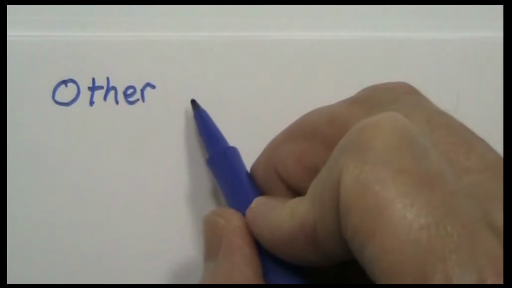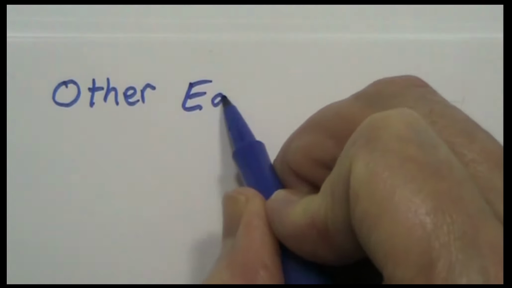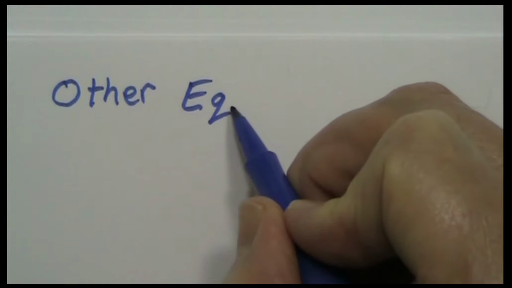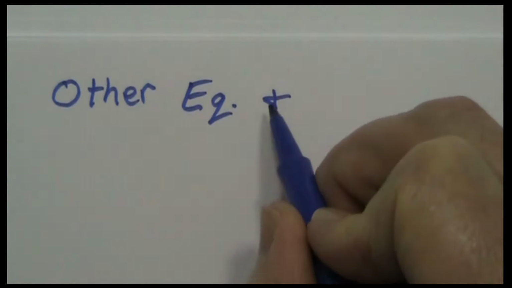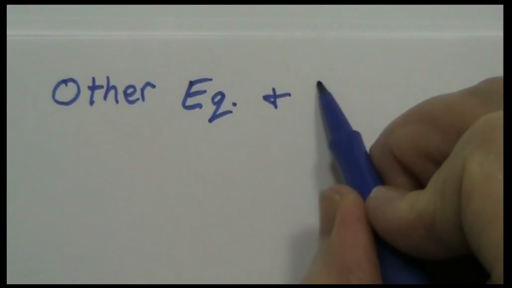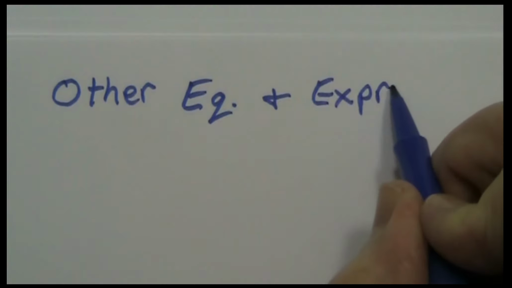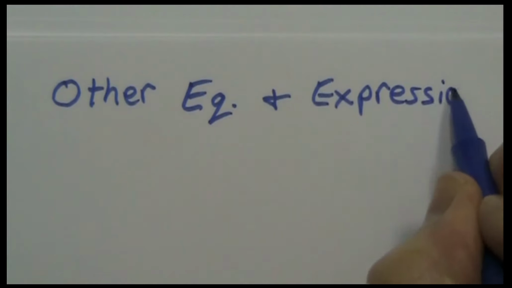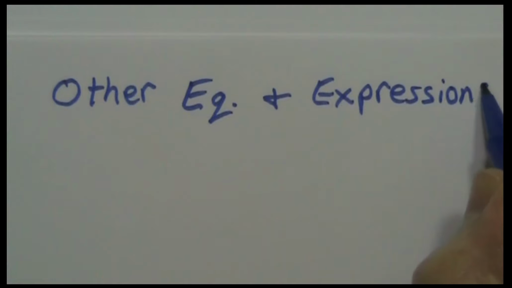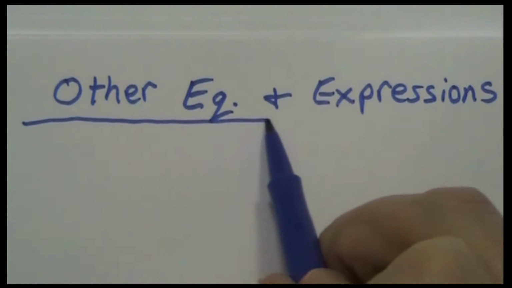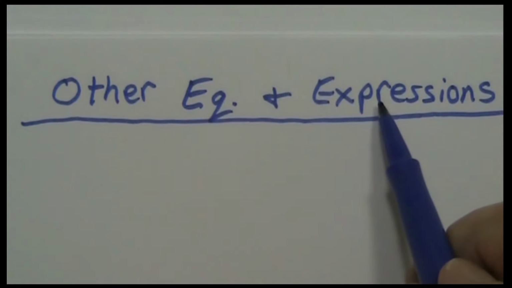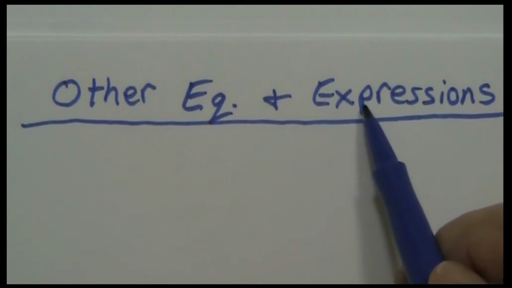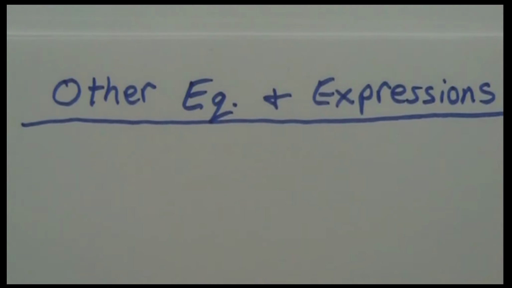Okay, our title today is Other Equations and Expressions. I'm just going to abbreviate "other equations," that's the and symbol, not the plus symbol, and expressions. I never abbreviate expressions because most of the time people think that it's exponents if I abbreviate.